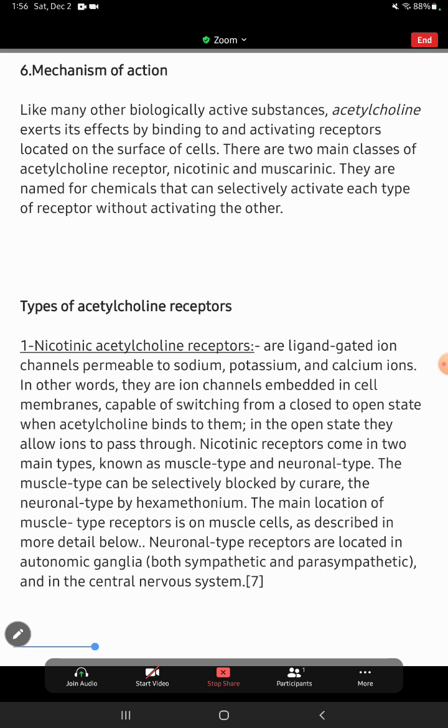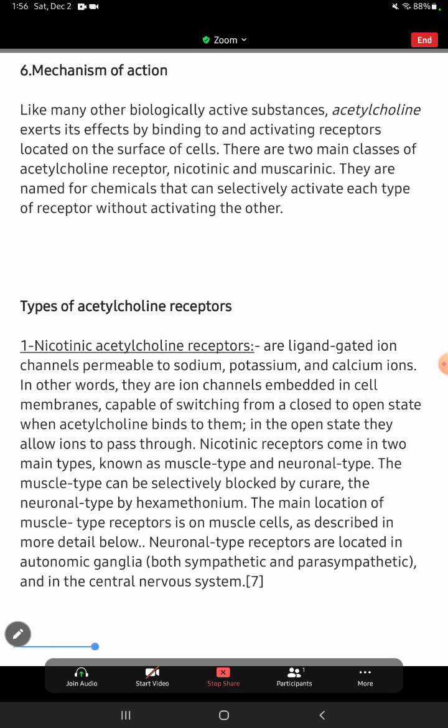Here is the mechanism of action. Like many other biologically active substances, acetylcholine exerts its effect by binding to and activating receptors located on the surface of cells. There are two main classes of acetylcholine receptor, nicotinic and muscarinic. They are named for chemicals that can selectively activate each type of receptor without activating the others.